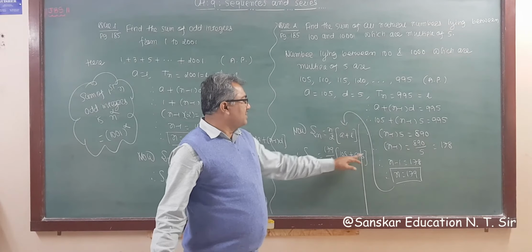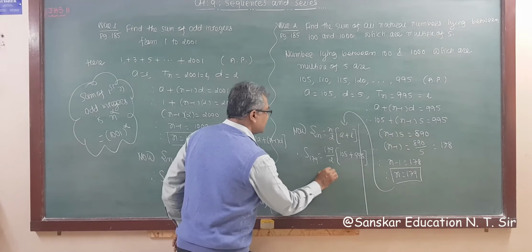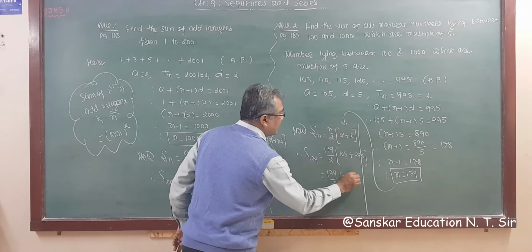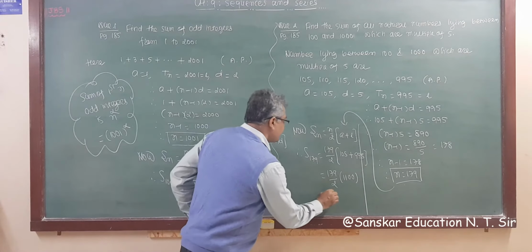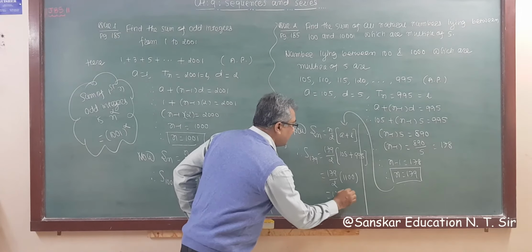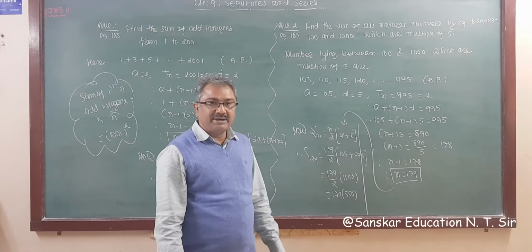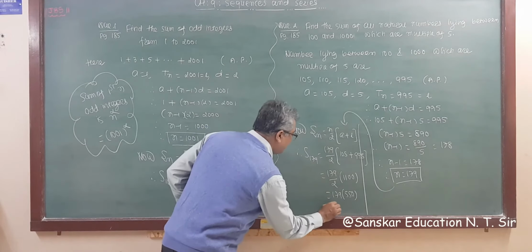So this is 1000 plus 100, that is 1100. So this is 179 divided by 2 into 1100. 1100 divided by 2 means 550. So this is 179 into 550. If you multiply this, you will get the answer 98,450.